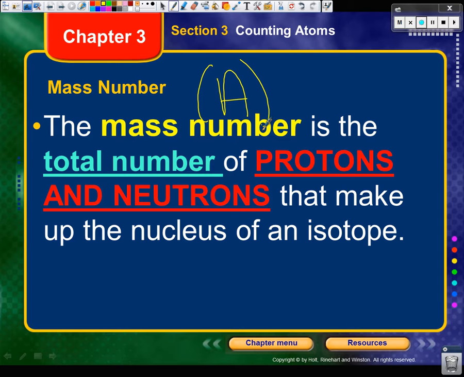So what is the mass number? It's the total number of protons plus neutrons. So another way you could say it is A is equal to P positive plus N, and that's called the naught symbol, N-A-U-G-H-T. So A is equal to P positive plus N naught.